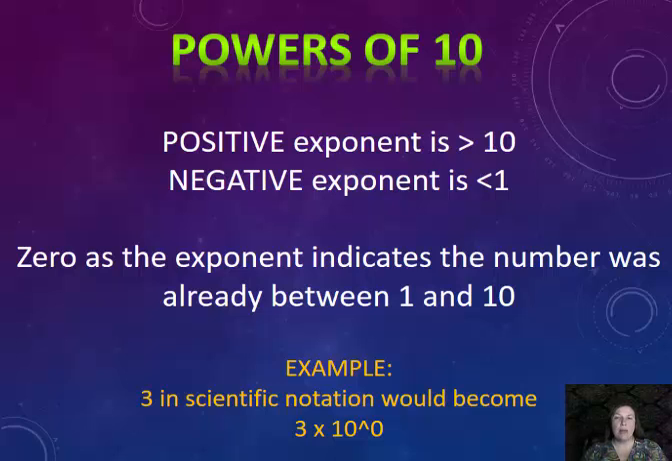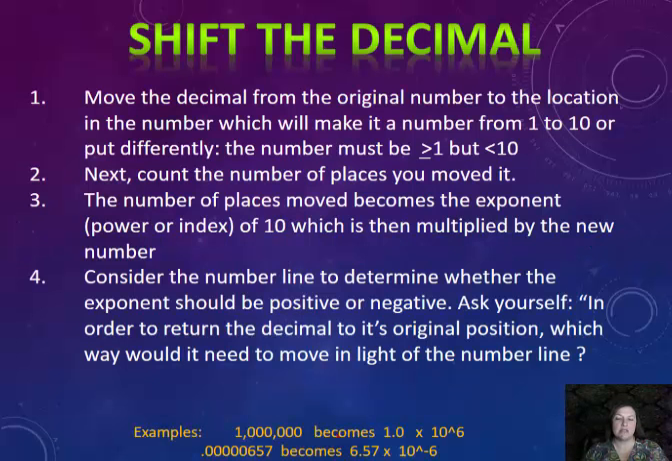So, powers of 10. A positive exponent indicates that the number is greater than 10, or it started off being greater than 10. A negative exponent indicates that the number began as a number less than 1. Let's look back at our examples and see if that rings true. We have a positive exponent in the first example, and the number definitely was greater than 10 to begin with. And in our second example, we had a negative exponent, and it was definitely a number less than 1 to begin with.